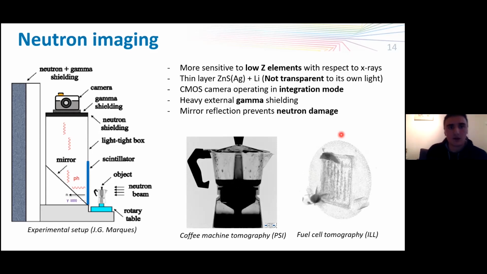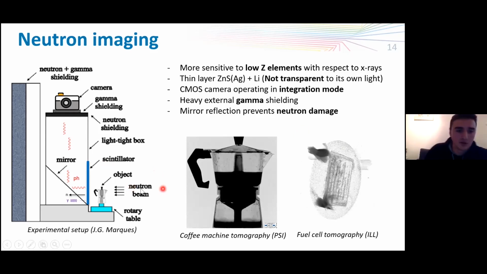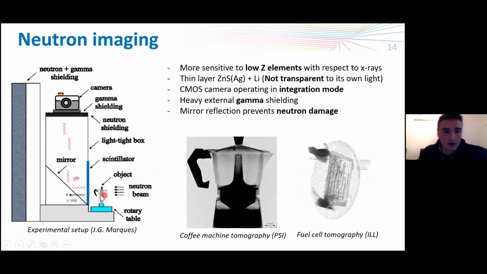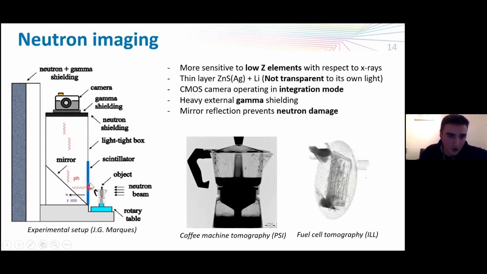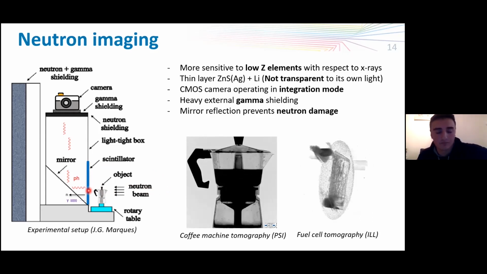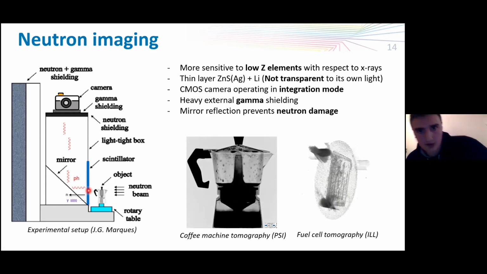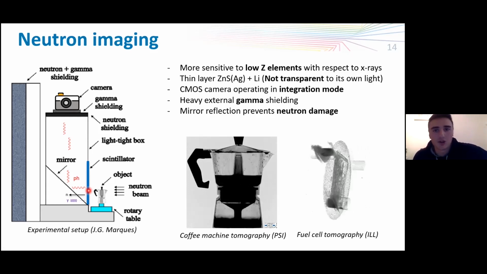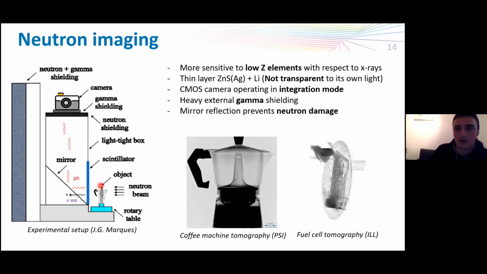So how does this neutron imaging work in terms of experimental setup? We will have the neutron beam colliding with our target object and leaving essentially behind it a neutron footprint on the scintillator material. The scintillator that is used in some of these cases is a zinc sulfide activated with silver and enriched, of course, in lithium in order to obtain the neutron detection.